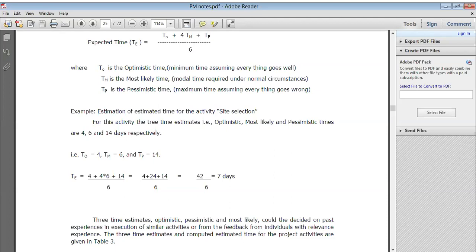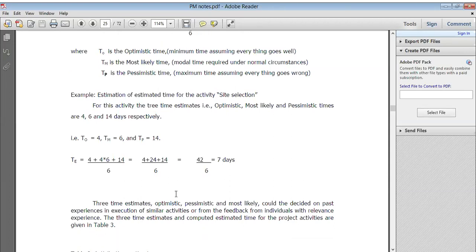The first activity has three time estimates: optimistic, most likely, and pessimistic time. Here the optimistic time is 4, the model time or most likely time is 6, and the pessimistic time is 14 days respectively. So you calculate on that basis: 4 plus 4 into 6, and why do we take 6? Because it is the formula, plus 14, so it comes to 7 days, meaning the overall time you require to complete that particular activity is 7, right? On that basis we calculate the critical path also.